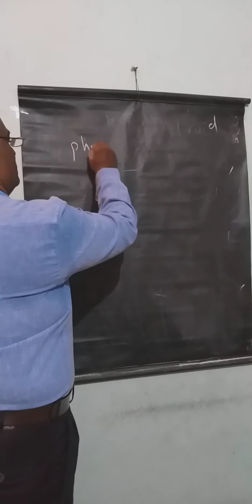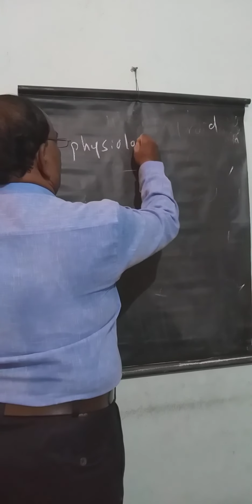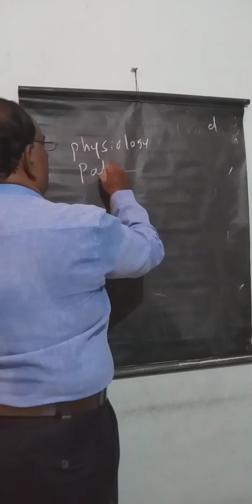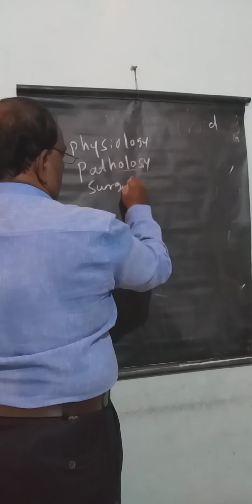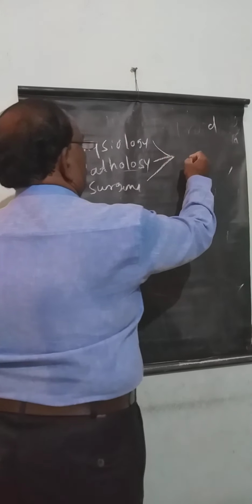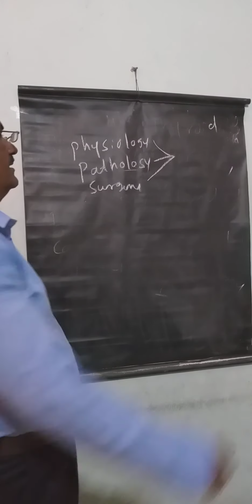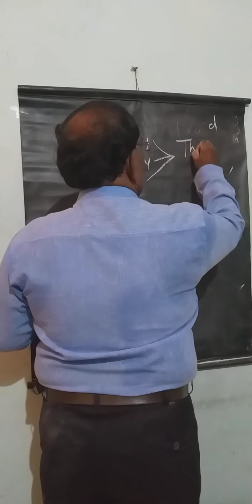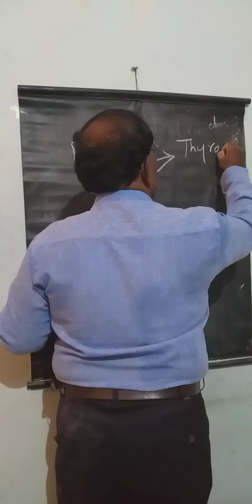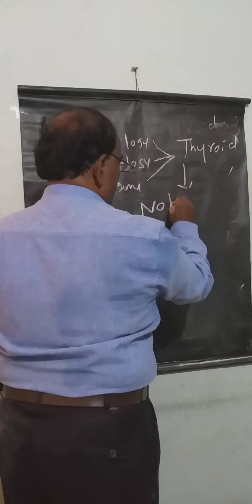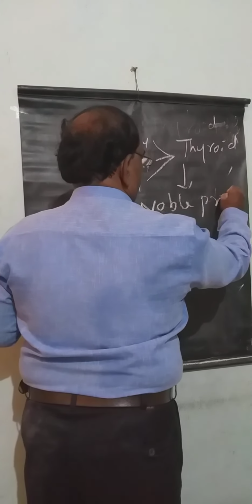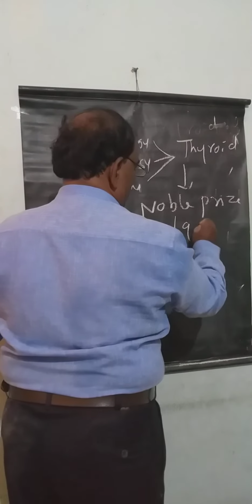Kocher has many research papers regarding the physiology, pathology, and surgery of the thyroid. He has many publications and a lot of work. He was a dedicated surgeon for the thyroid gland. Hence, he was awarded the Nobel Prize in 1909.